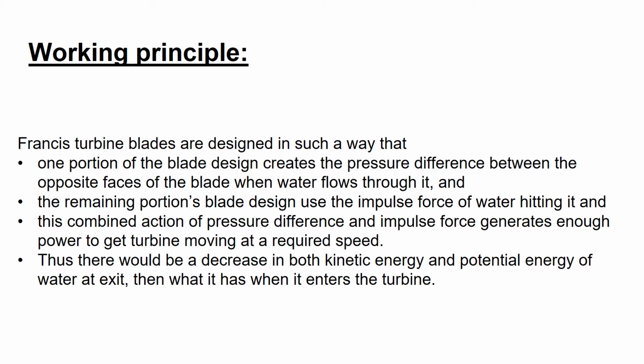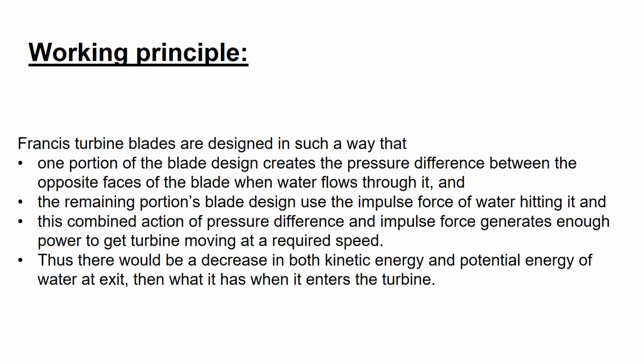Before moving to the parts, the working principle of the Francis turbine, or the design of the Francis turbine, is such that one portion of the blade creates pressure difference between the opposite face of the blade when the water flows through it, and the other portion of the blade uses the impulsive force of the water hitting it. So you have two forces, one is the pressure difference and the other is the impulsive force. So this combined action of pressure difference and impulsive force generates enough power to get the turbine moving at required speed. This is the primary working principle of a Francis turbine.